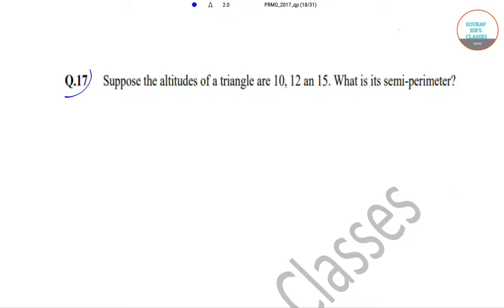Hello, today we'll be solving question number 17. In question number 17, it has been said that suppose the altitudes of a triangle are 10, 12 and 15. So what is its semi-perimeter?